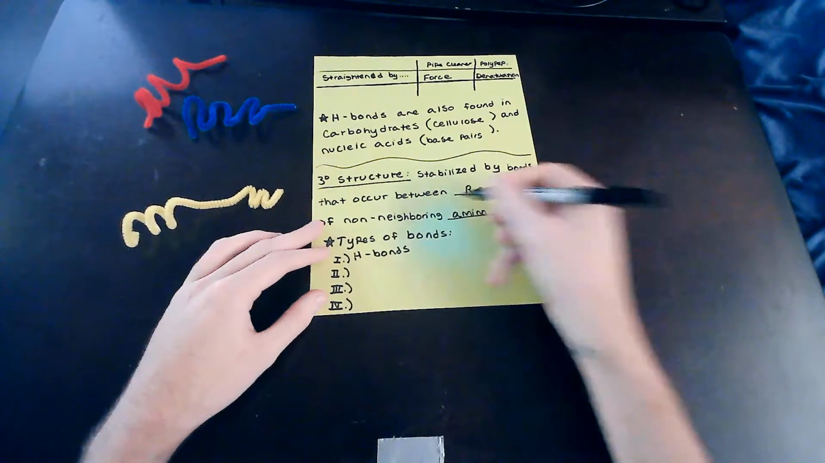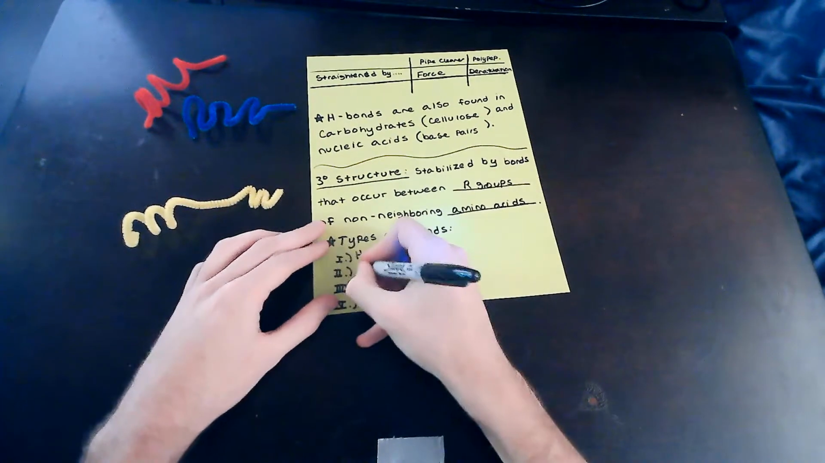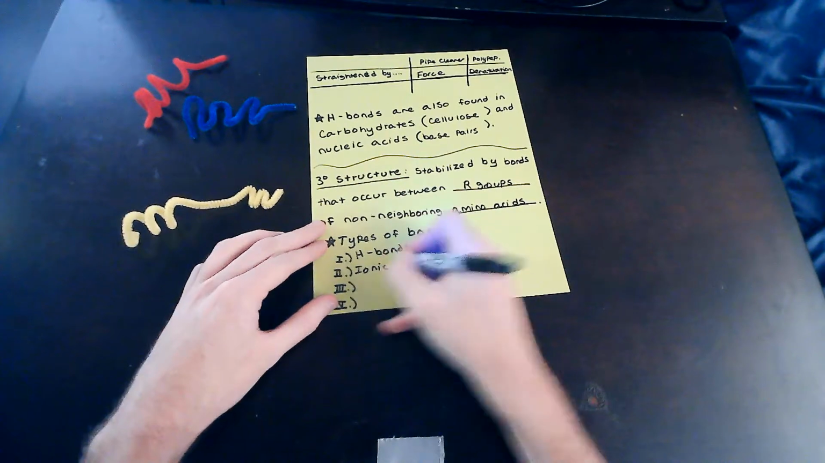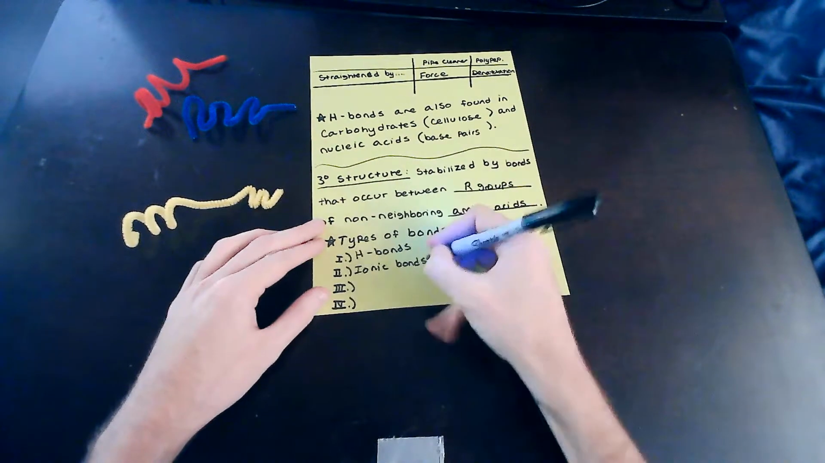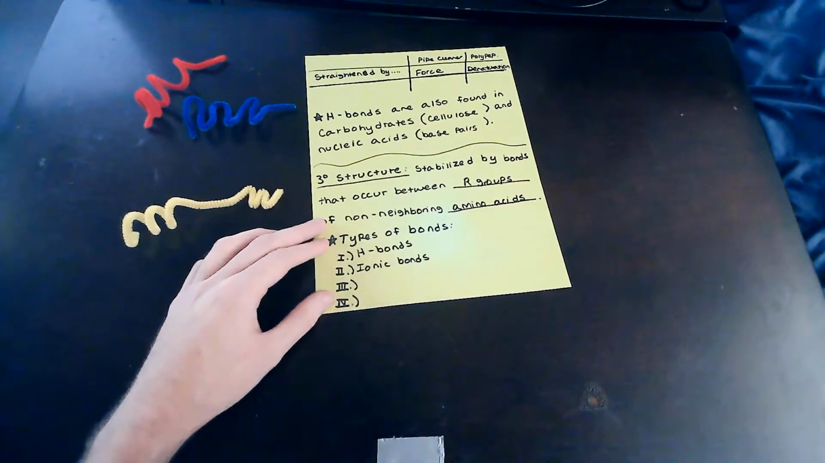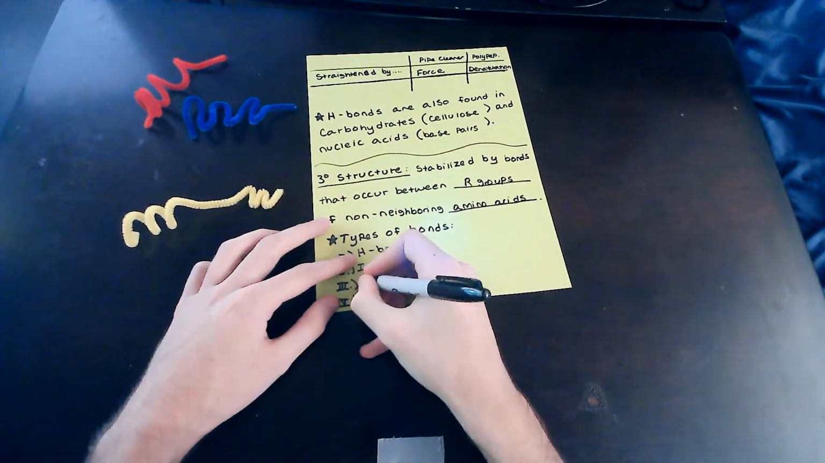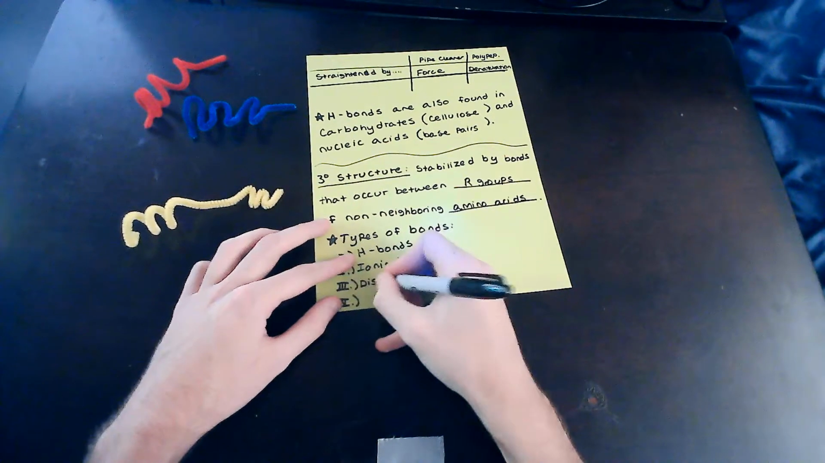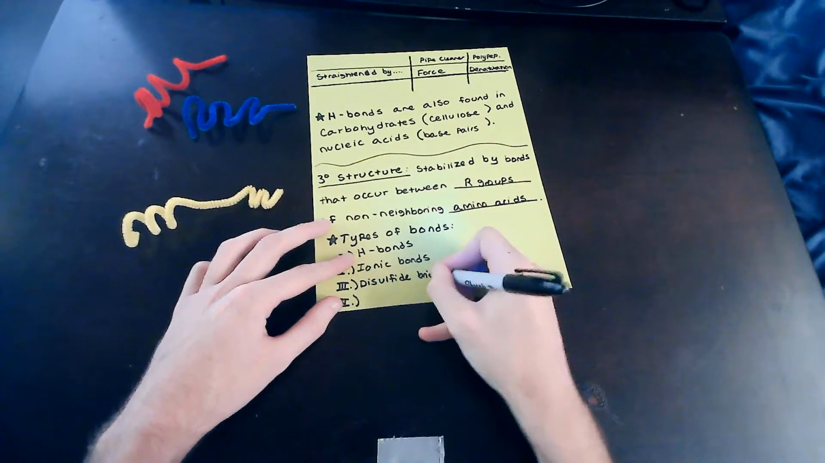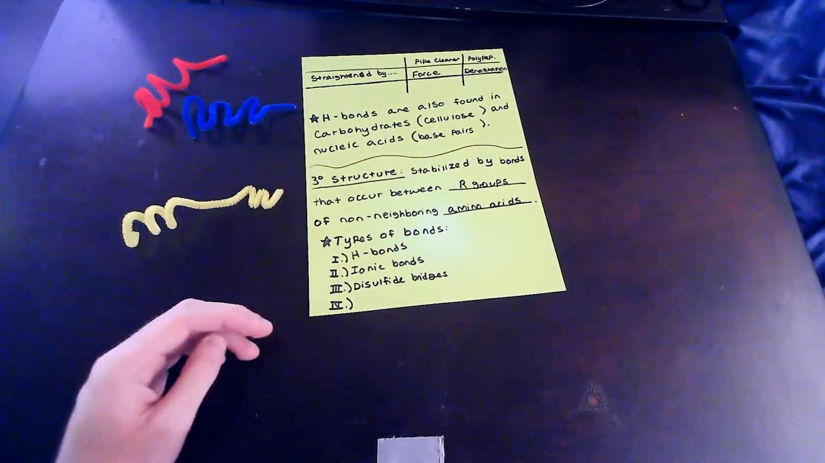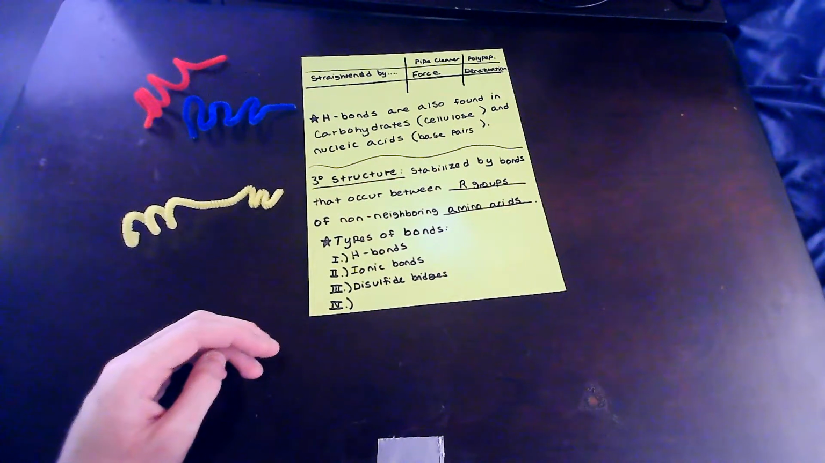And tertiary structure is between the R groups. Other types of bonds that are also present in tertiary structure would be ionic bonds, where an electron is donated to another amino acid's R group. We have disulfide bridges, which are specifically formed between the cysteines of amino acids.